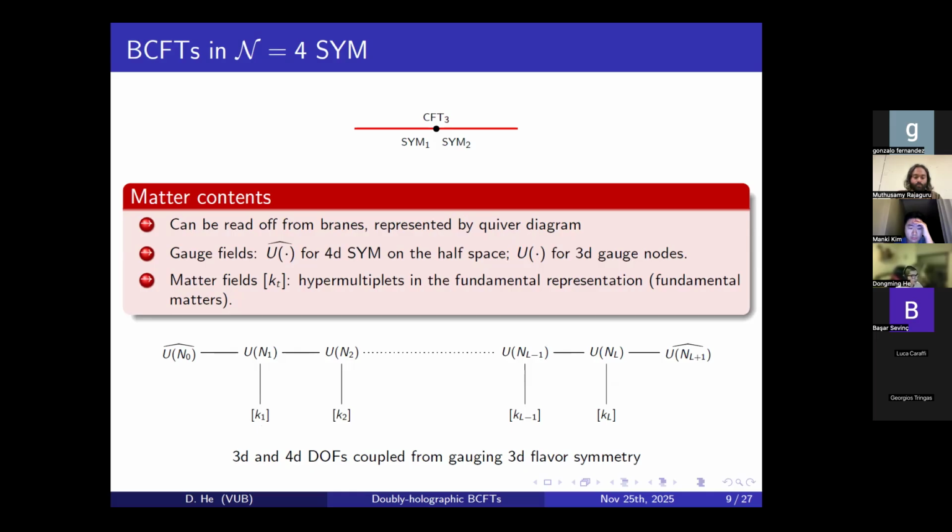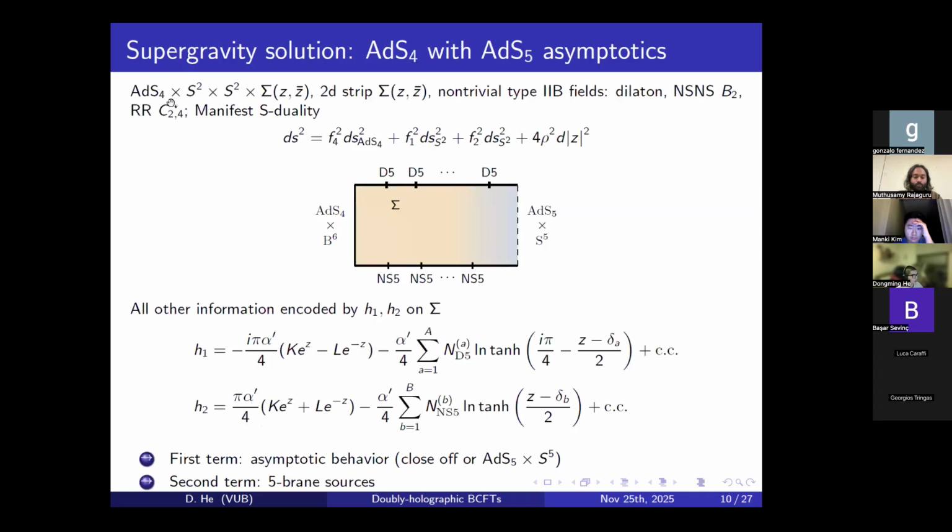And then I will talk about the gravity description. As I said, it's an AdS4 warped product solution. This solution has non-trivial type IIB fields such as the dilaton, NS, and the Ramond fields. There is also a manifest S-duality symmetry, which I will introduce later.